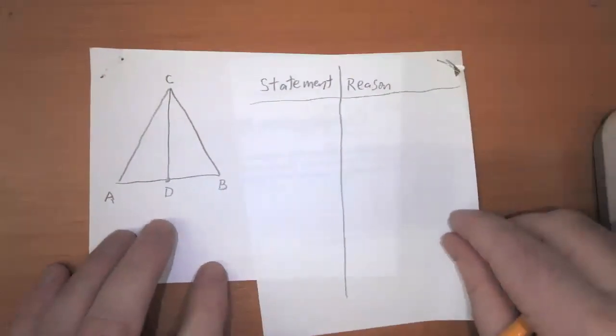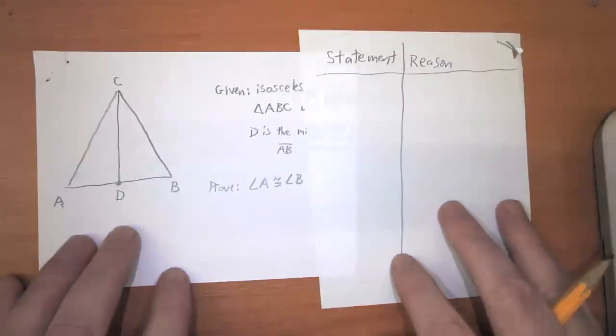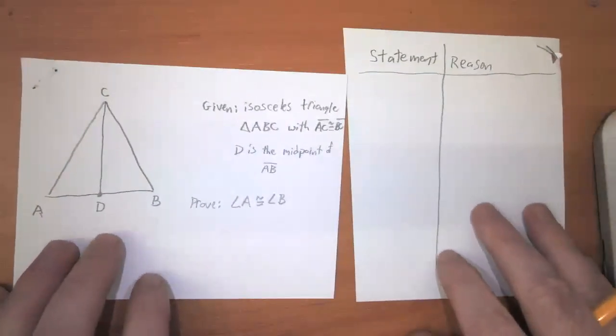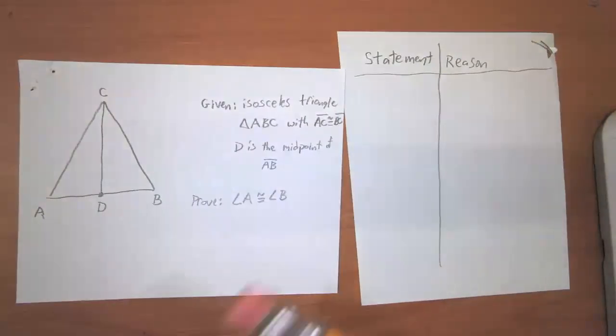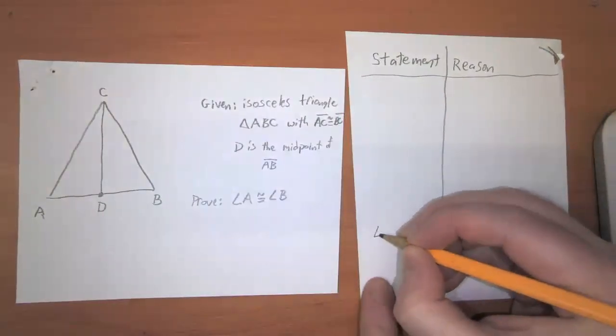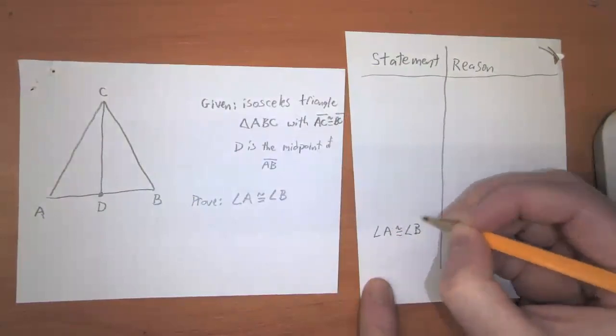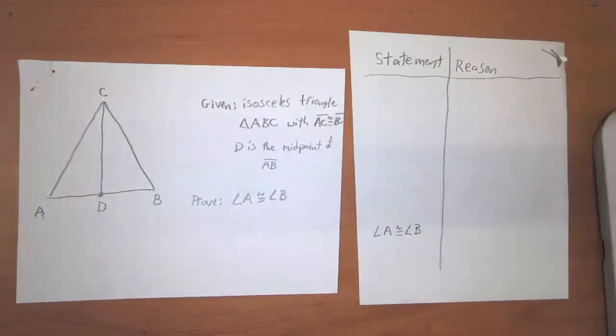All right. So when I'm solving proofs, I like to work forwards and backwards at the same time. So let me show you what I mean by that. I know that the final step of my proof is going to be proving that angle A is congruent to angle B. So I'm putting that down at the bottom of my page. I don't know what the reason for this is, but looking at the diagram and the information that we're given, we're not told anything about these angles.